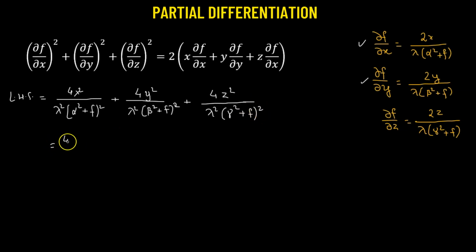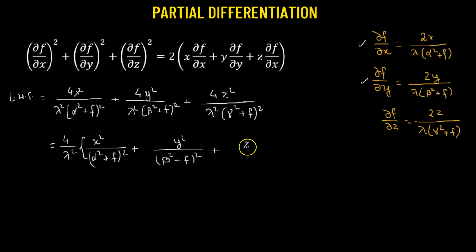So we will take 4 over lambda squared as the common factor. So this will get multiplied by x squared divided by alpha squared plus f squared plus y squared divided by beta squared plus f squared plus z squared divided by gamma squared plus f squared. But we have already considered that this value within the expression is equal to lambda. So we now have 4 times lambda divided by lambda squared, which is going to give us 4 over lambda.